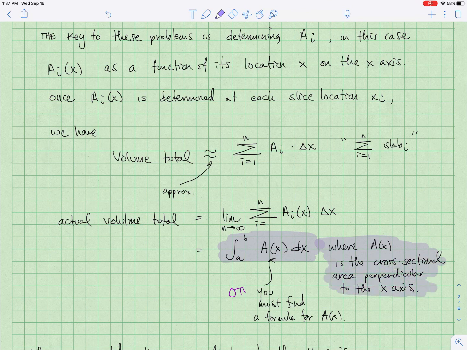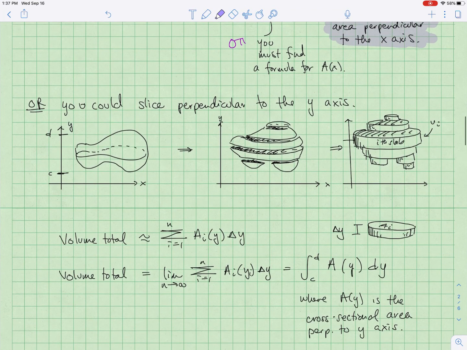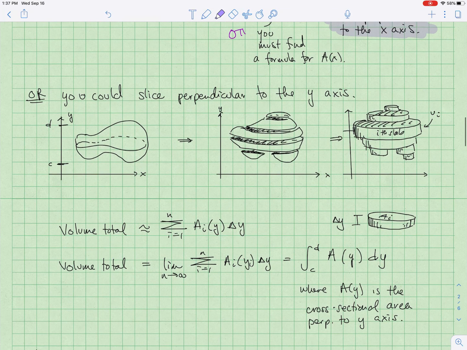Now, as I said before, you can do this one of two ways. You can cut it perpendicular to the x-axis, or perpendicular to the y-axis, and you really get the same scenario. You have this blob and you slice it, not perpendicular to the x-axis, but perpendicular to the y-axis, and each one of those irregular shapes, like this one in the middle, is approximated by a cylinder. That's the approximating cylinder in there.